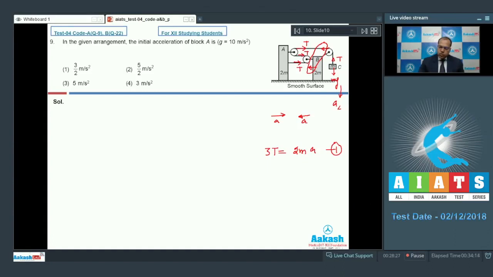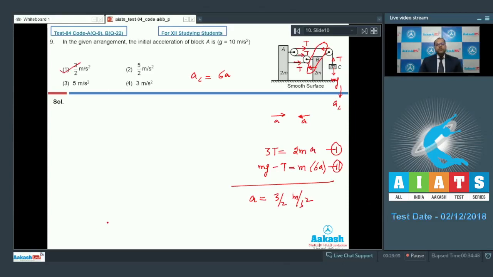If these two blocks are moving towards each other with an acceleration A, then from the equation of constraint of this string, I can say that AC must be equal to 6 times A. So if I write F equal to ma on block C, then I can write mg minus T is equal to m into 6A. So on solving these two equations, I will get the value of A, and the value of A comes out to be 3 by 2 meter per second. So option 1 is the correct answer. So the correct answer for question number 9 is option 1.